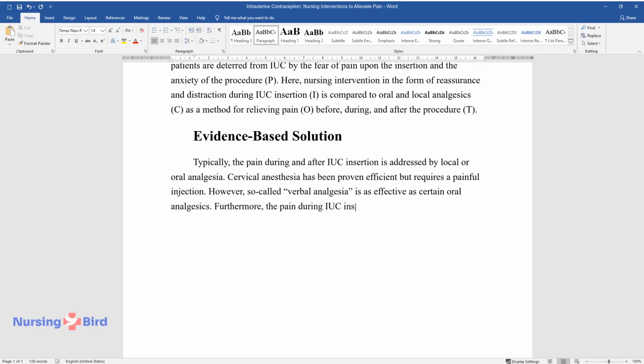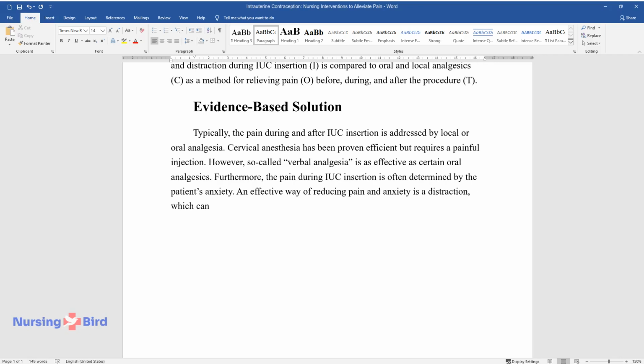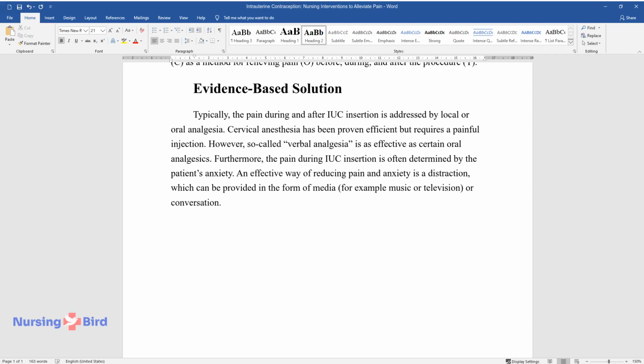Furthermore, the pain during IUC insertion is often determined by the patient's anxiety. An effective way of reducing pain and anxiety is a distraction, which can be provided in the form of media, for example music or television, or conversation.